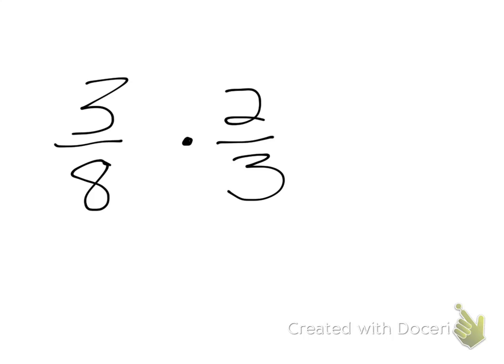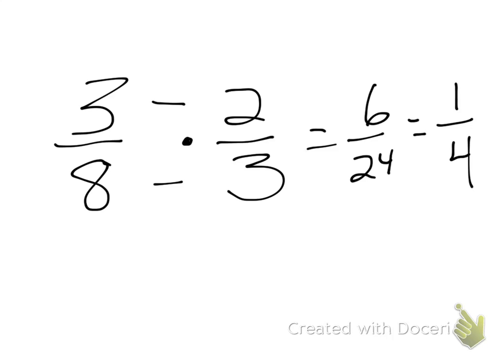So our problem is 3/8 times 1/3. I'm going to show you both ways to do it. So the first way you could do it is 3 times 1 is 3, just multiply across. 8 times 3 is 24. Now what you can see here is that 3 actually goes into 24. We can divide them both by 3. So we would get 1/8.